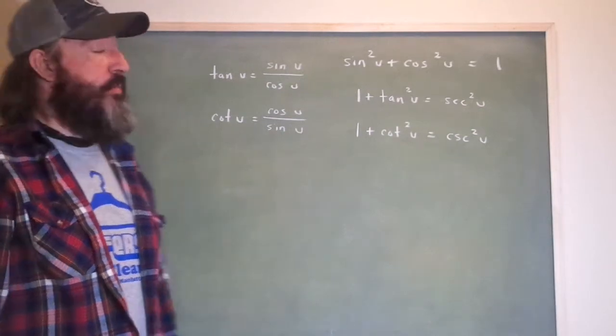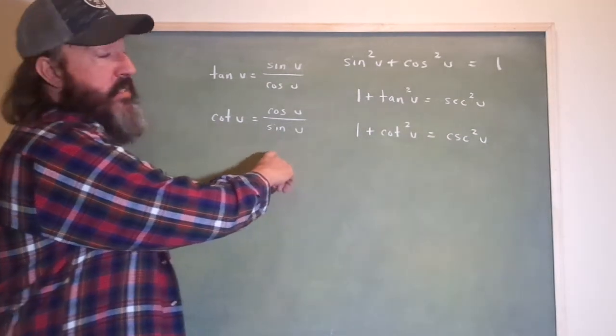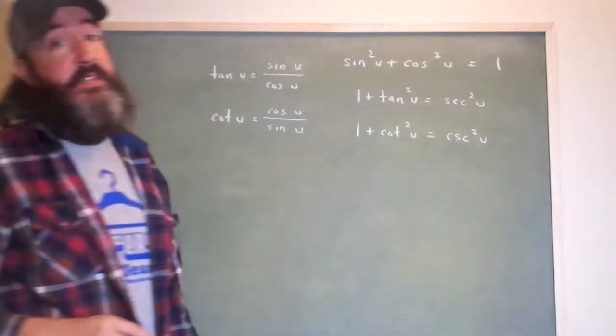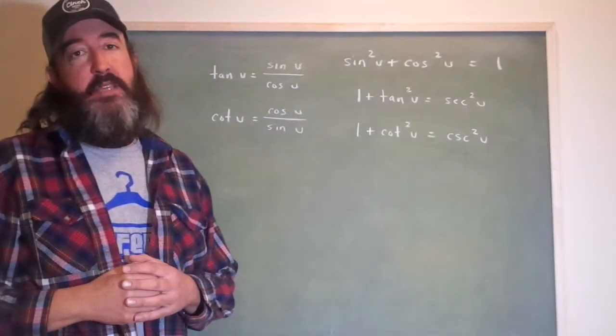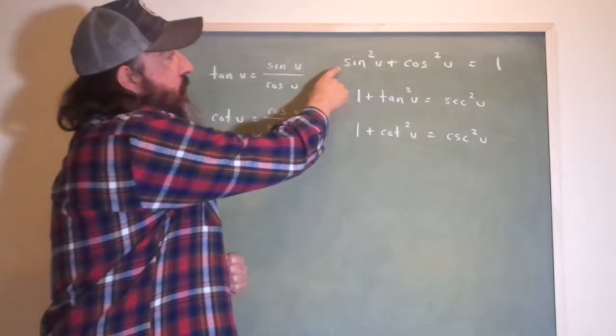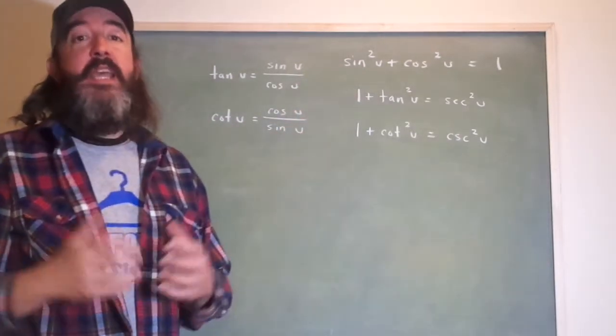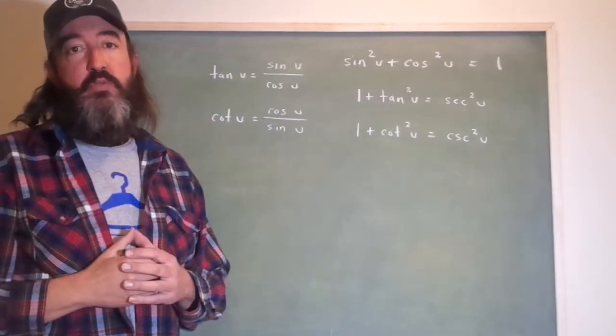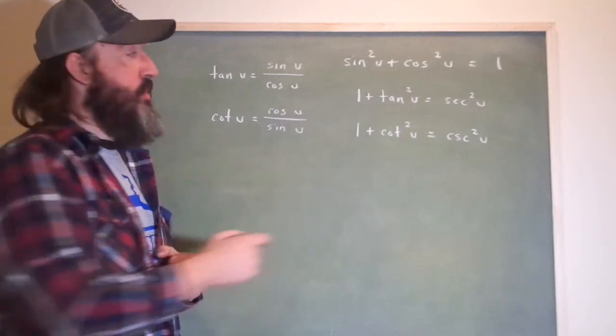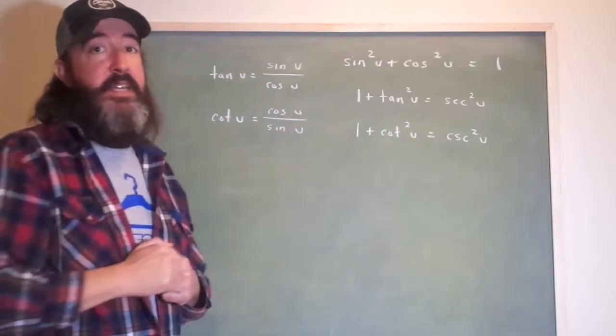In AP Calculus, you'll be expected to have these two quotient identities and these three Pythagorean identities from trigonometry memorized. Now, most students can remember sine squared plus cosine squared equals 1. If you can remember that, let me show you a little trick you can use to build these other two identities.